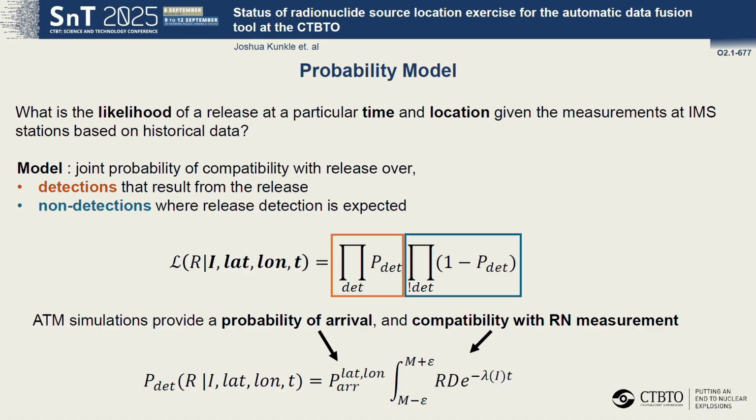Then we need to actually figure out the probability of detections, and we can use the ATM for this. There are different ways to consider the ATM for this, and one is ensembles, and that's ongoing work. In this case, I'm going to use a historical method. I break it down into 2 pieces, which I'll describe next: whether it arrives, and whether it's compatible with the measurement.